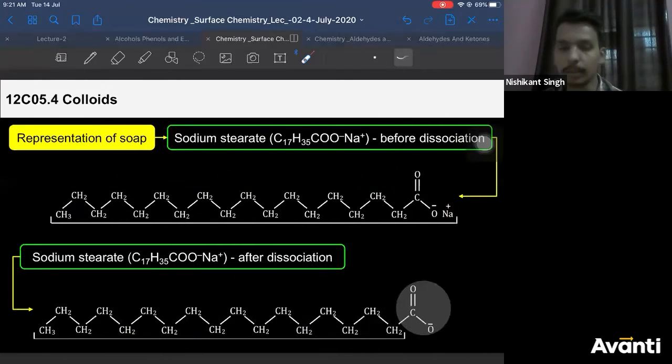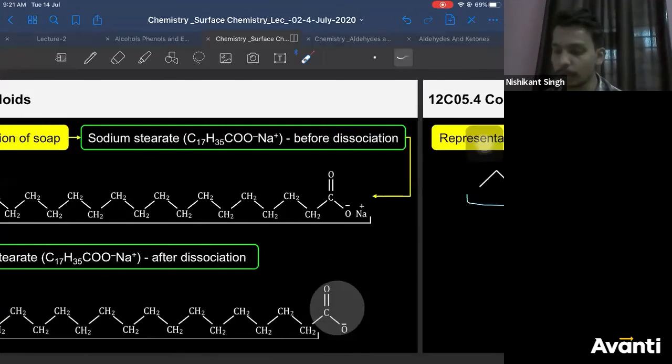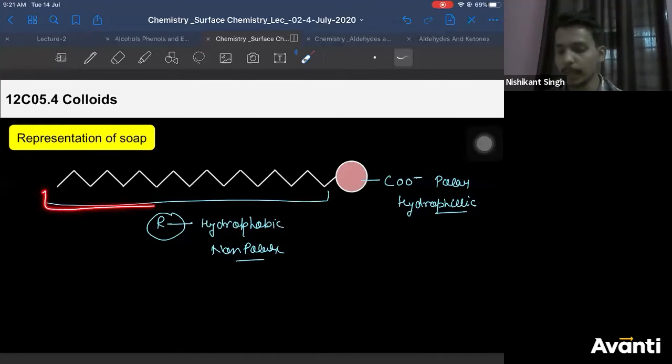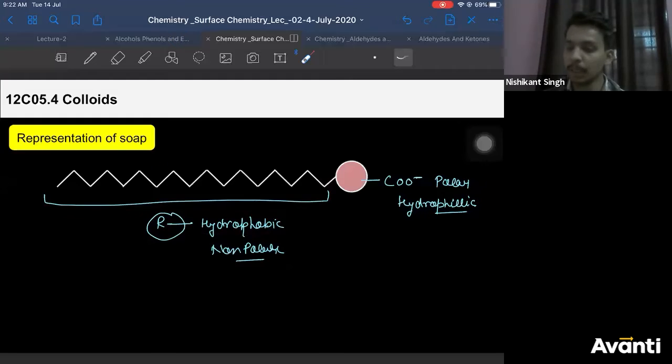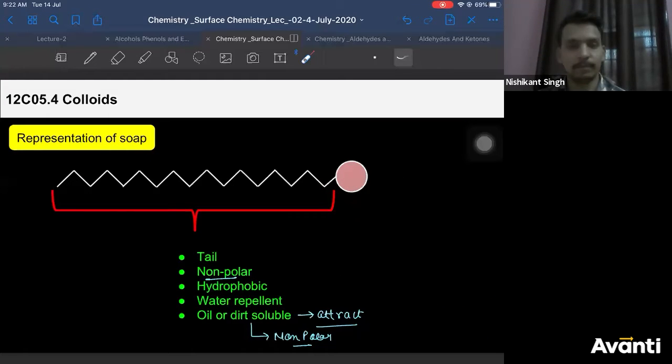Now let us quickly see this in the form of the head tail form. So there is a tail part, there is a head part. CO minus forms the head of the soap, and the long chain forms the R part, that is hydrophobic or non-polar part, correct? Now, this we have discussed. Tail is non-polar. Non-polar means it does not like water. It is hydrophobic. It tries to repel water, right? So it is water repellent. But what does it like? It likes your oil, dirt on clothes, daag basically in Hindi, right? So it likes oil, dirt, all these things it likes.